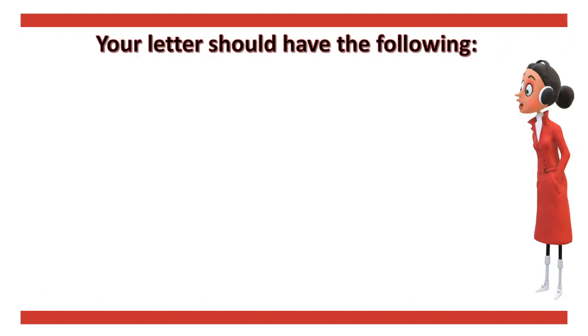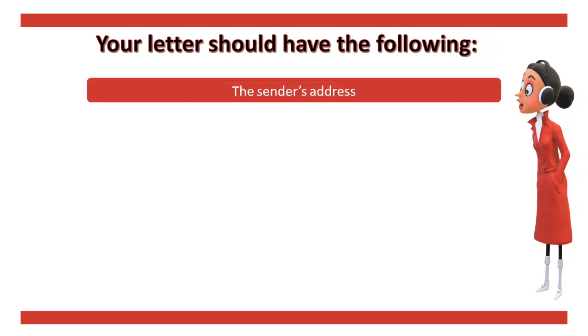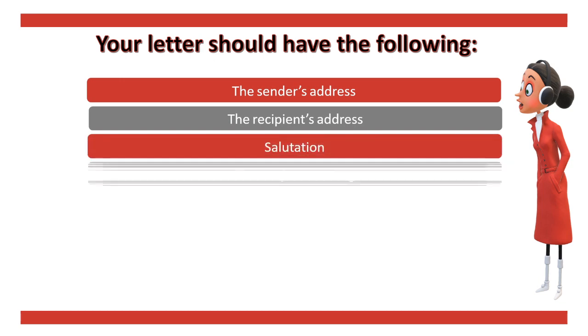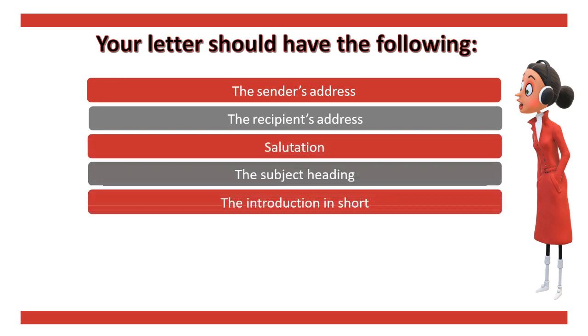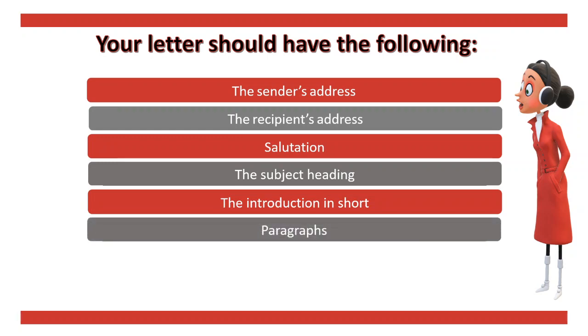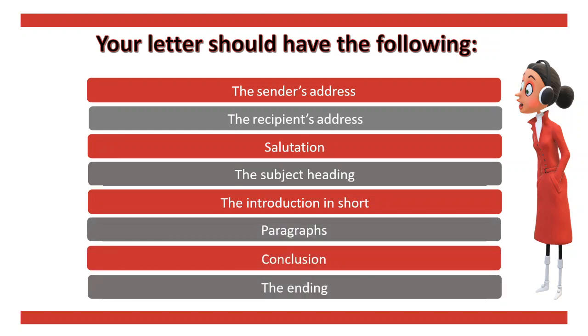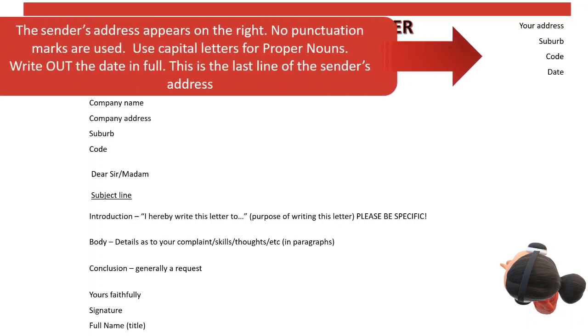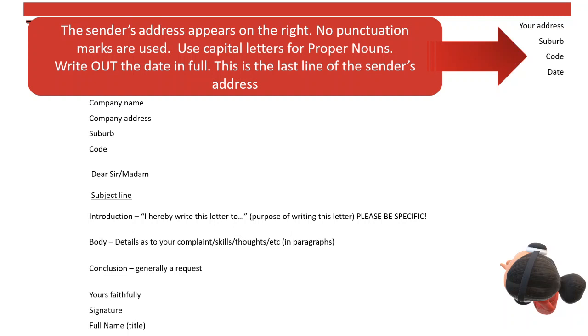Let's take a closer look at the layout of the formal letter. Your letter should have the following: the sender's address, the recipient's address, a salutation, the subject heading, an introduction in short paragraphs, a conclusion, and an ending. Here is an example of the general format of the formal letter. The sender's address, that is your own address, appears on the right. Note that we use no punctuation when we write the address.